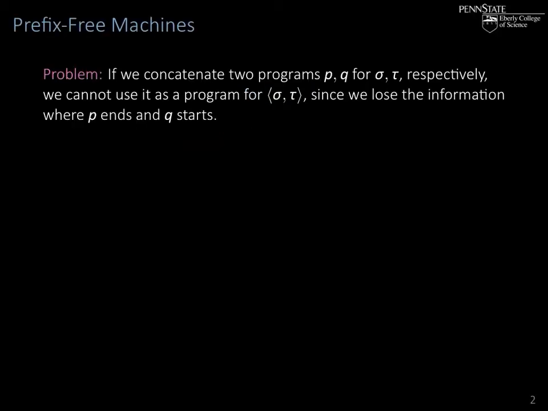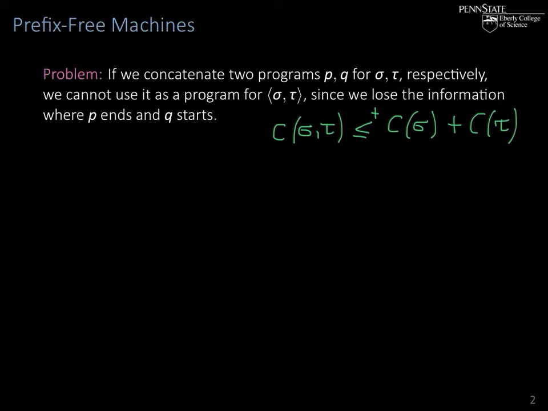So if you recall from the previous lecture, we were trying to show that the complexity of a coded pair does not exceed the sum of the individual complexities. In other words, we wanted to show that the complexity of the pair sigma tau does not exceed the complexity of sigma plus the complexity of tau.